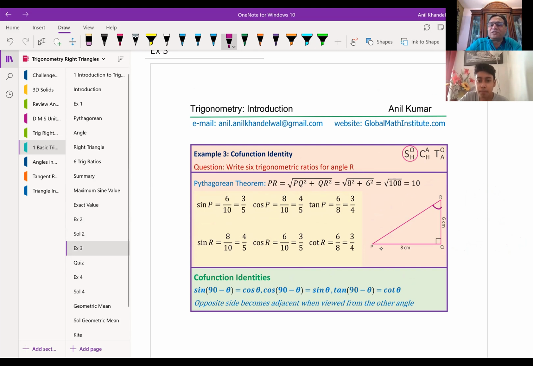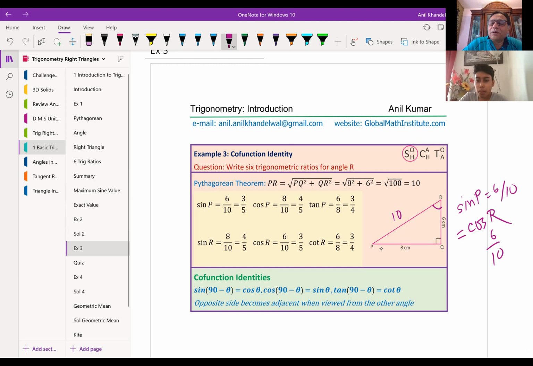You'll notice that sine becomes cos, right? So what we'll notice here is that sine P will now be equal to cos R. Why? Because what is sine P? Sine P will be 6/10, correct? And what is cos R? Cos R is also 6/10. Of course, you'll simplify. So both are the same. Do you understand?